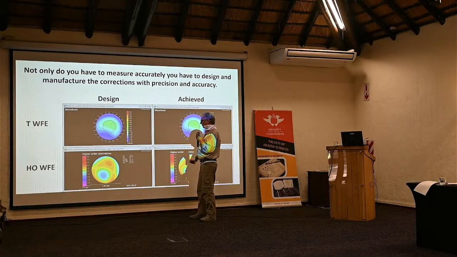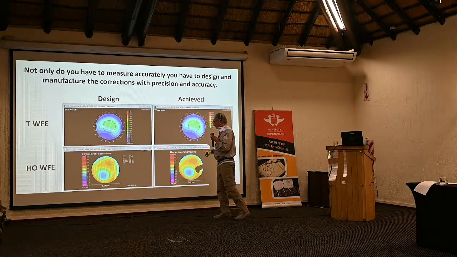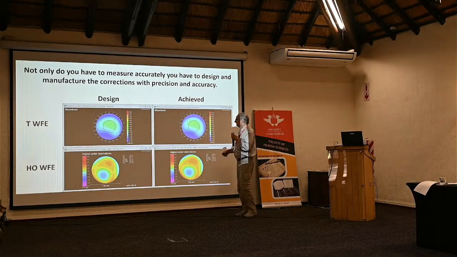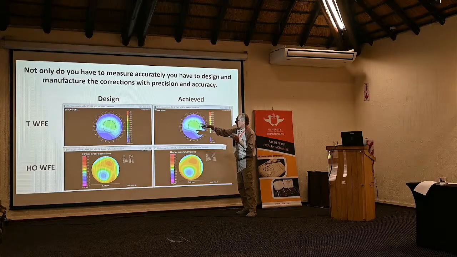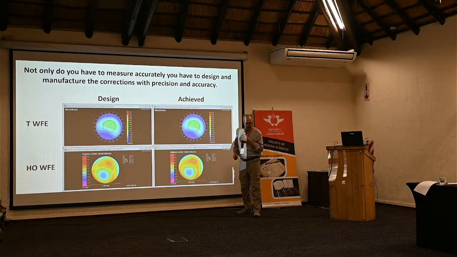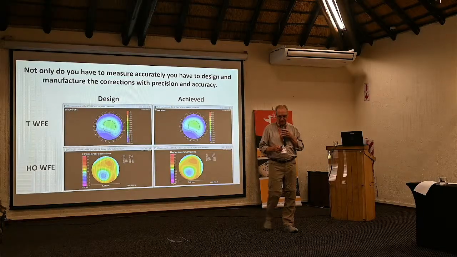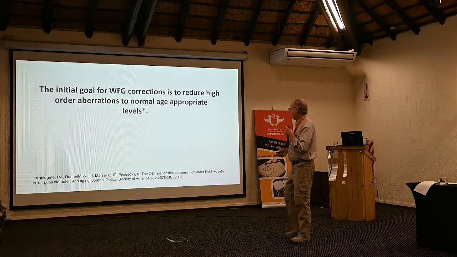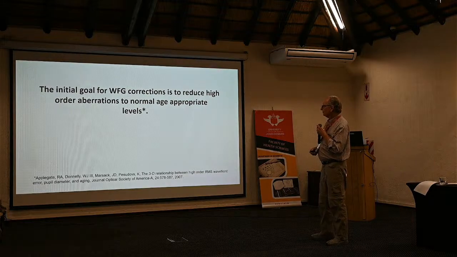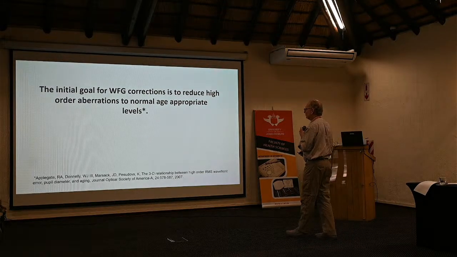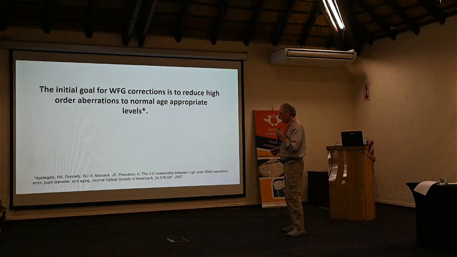And then you go over and measure. You say, all right, I wanted that. Did the lens we manufactured actually achieve that? You can compare total aberration. You can compare the higher order aberrations. And you can see that we get very close to actually creating the lens we wanted.